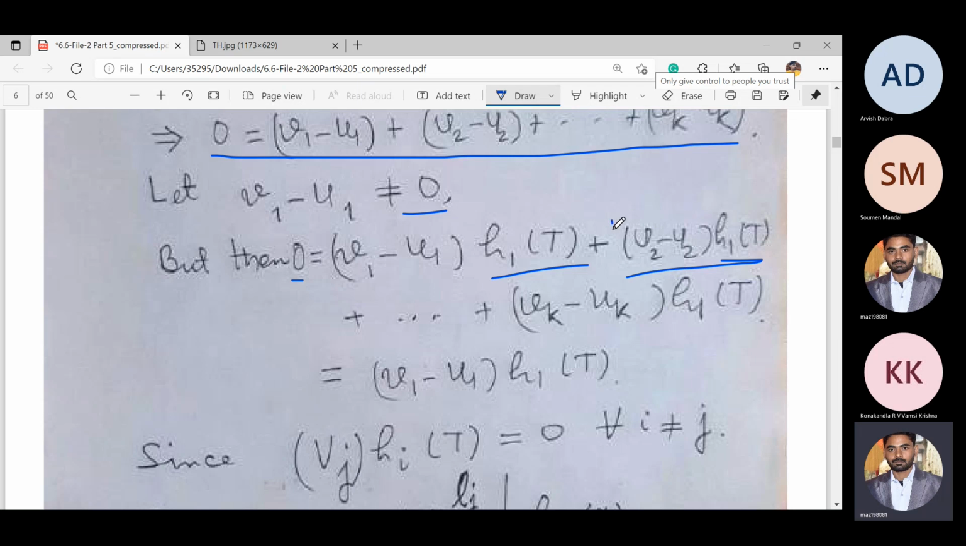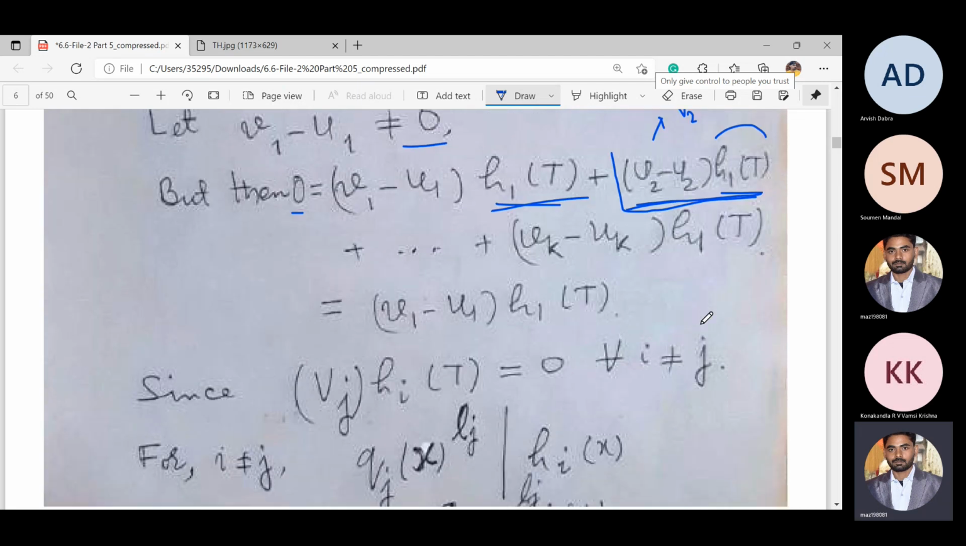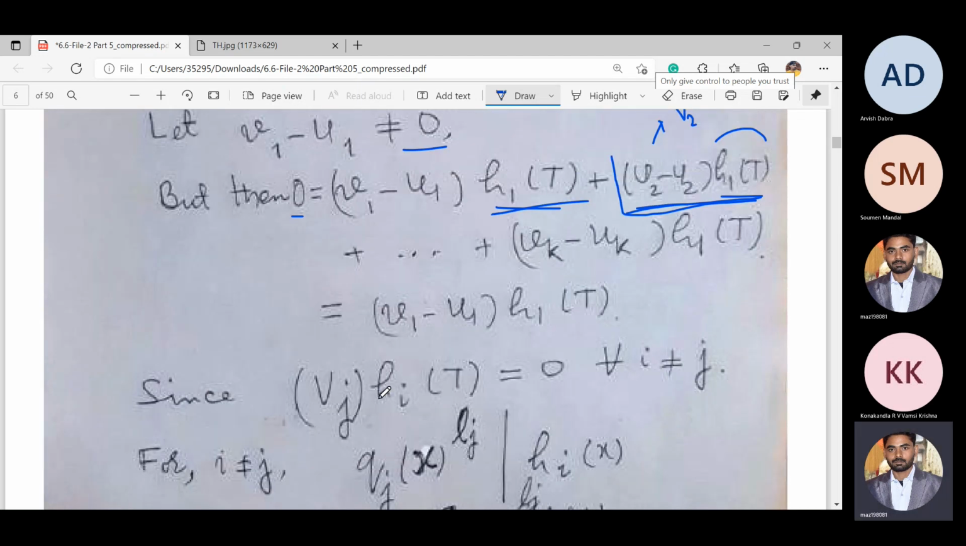These V1 and U1 belong to the Vi's, V1, V2. So for this one, V2 minus U2 belongs to V2, and what are the elements in V2? All those elements which become 0 when we operate Q2(T) raised to power L2, and H1 has one factor, Q2 raised to power L2. Why? Because H1 only does not have the factor of Q1 raised to power L1. So this will become 0, and H1 also has the factors Q3, Q4, and all the others. So all the other terms except H1(T) become 0. Now this implies Vj Hi(T) equals 0 for all i not equal to j.